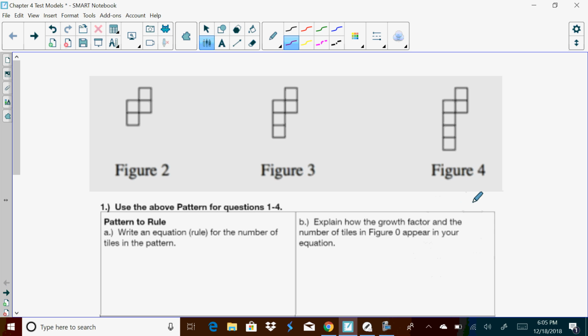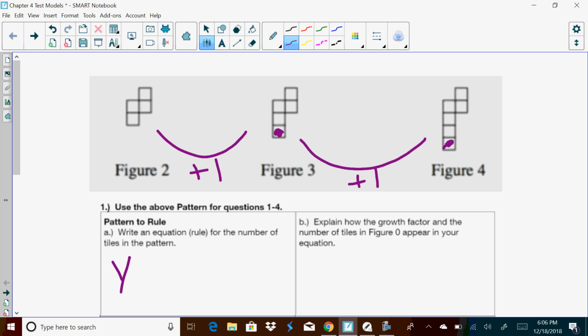Okay. The first problem is about taking a tile pattern and doing different things with it, like we've been doing in class. So the first question says, part A, write an equation or rule for the number of tiles in the pattern. So if we look at this pattern, figure 2 has 4 tiles in it. Figure 3 added 1 more, and then figure 4 added 1 more.